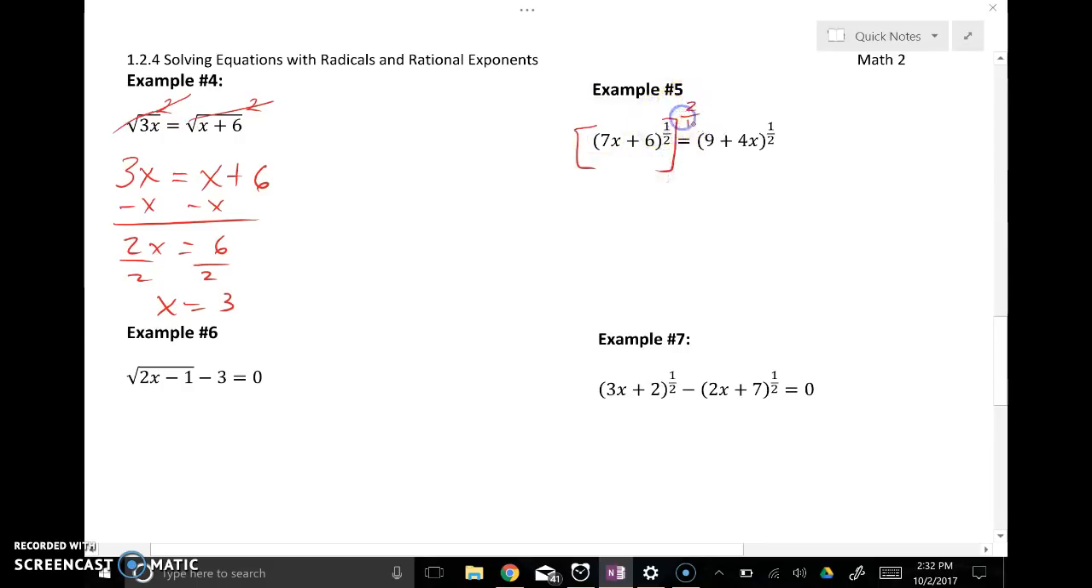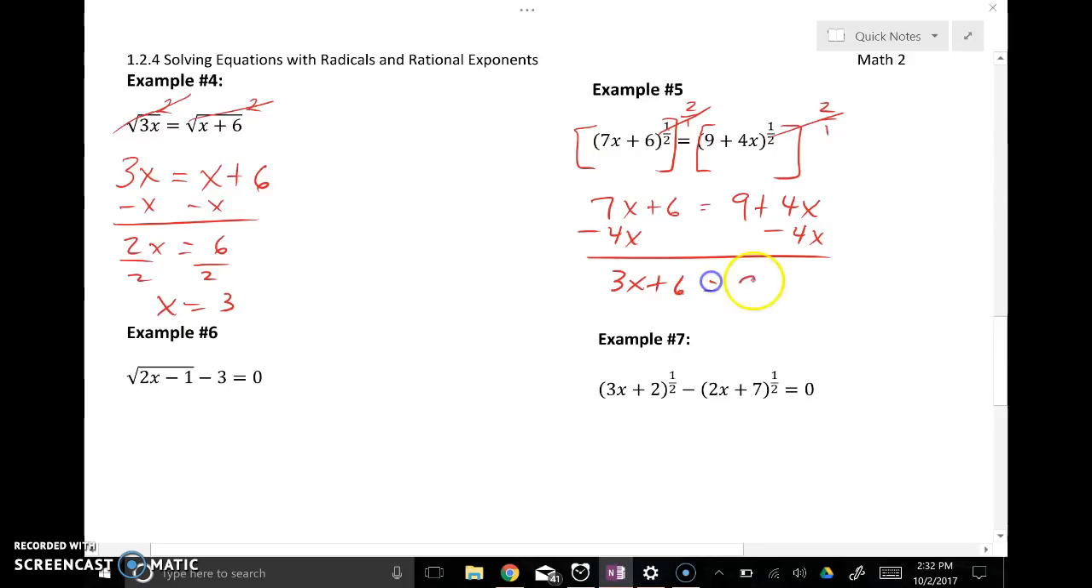So that will be 2 over 1. So if I do that to the left side, I also have to do that to the right side. Well, look, conveniently, these two things will also go to 1. So then now I'm just left with what was underneath. 9 plus 4x. And now I'm just going to get all my x's together. So subtract 4x from both sides. 3x plus 6 is equal to 9. Subtract 6 from both sides. 3x is equal to 3. Divide by 3. X is equal to 1.